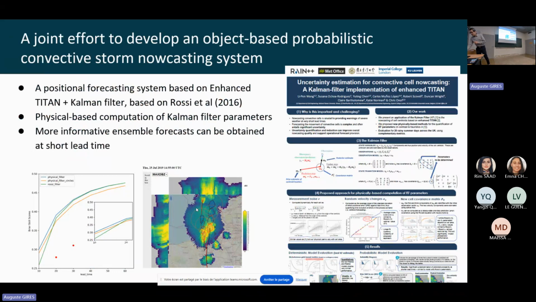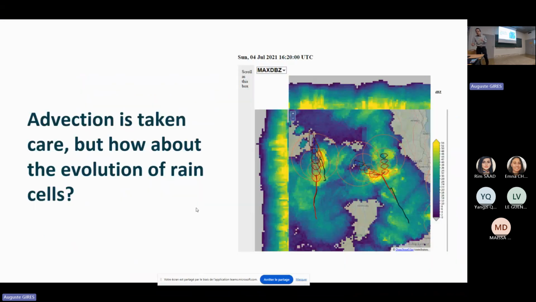Okay. But you can see here, so there's no AI here. And then the second thing is we only consider the movement of the cell, okay? So a critical issue is here. Yes, we take care of the advection, but we didn't take care of the evolution. And in fact, in the literature, most of the object-based nowcasting methods ignore the evolution, okay?